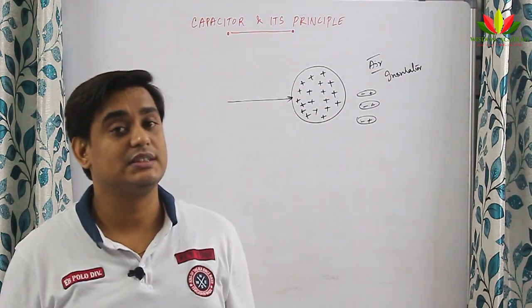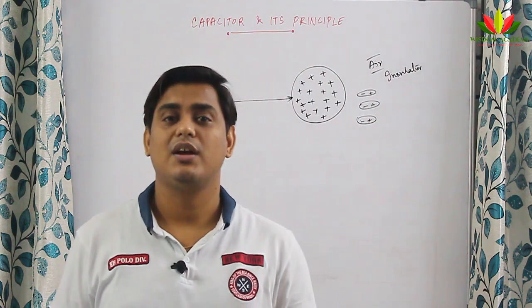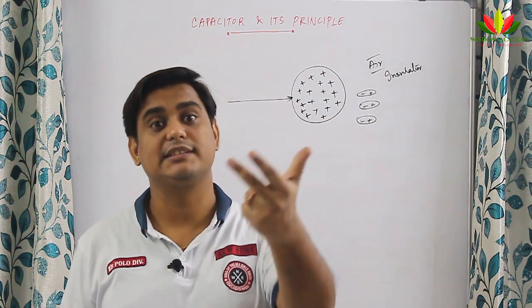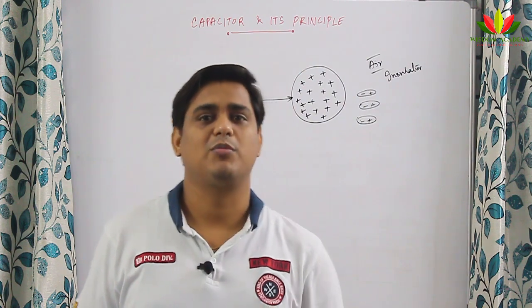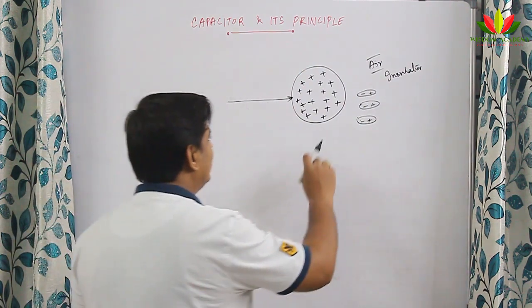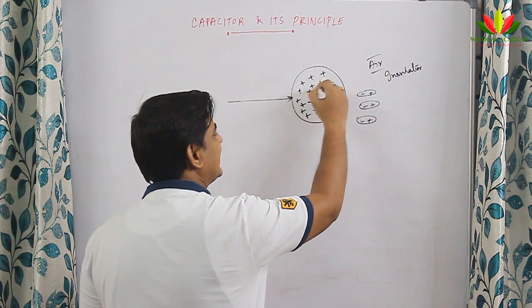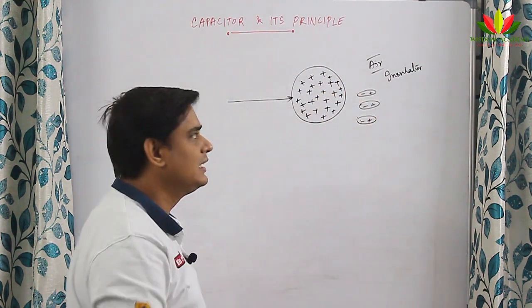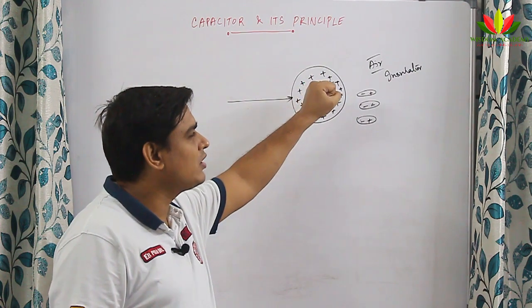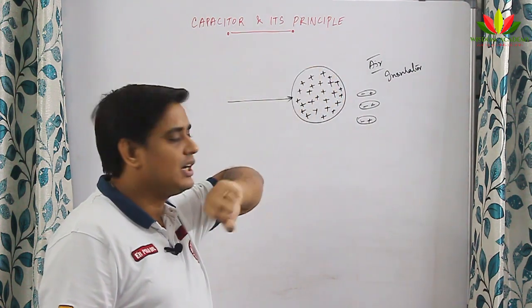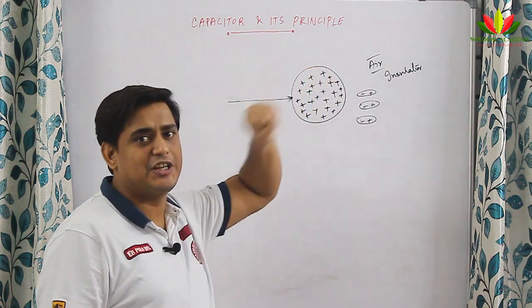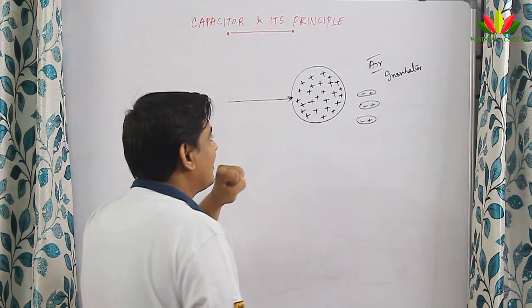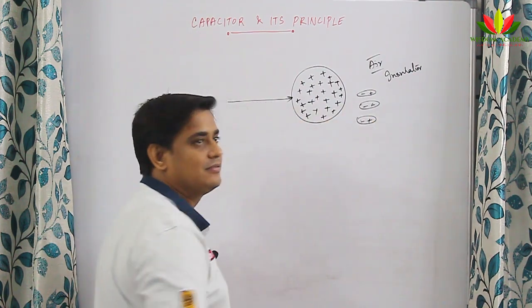The question is, is there any limit to it, or can we fill infinite charge inside the conductor? Let us talk about that. So, what happens when the charge keeps on increasing inside this conductor, keeps increasing, keeps increasing, there is a huge positive potential created here. Now, this huge positive potential created here will try to attract this negative.